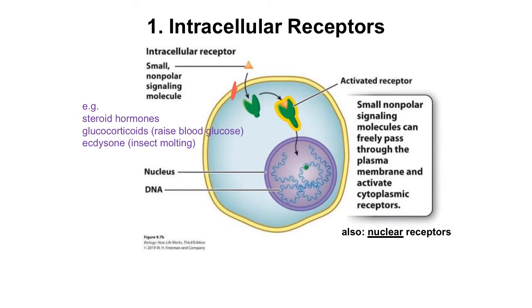So what happens instead is that once the signaling molecules, such as, let's say, a steroid hormone or glucocorticoids, which raises blood glucose, or another example in your textbook is ecdysone, which is a hormone that causes insect molting. All of these signaling molecules are examples of small nonpolar signaling molecules that can easily traverse or cross the plasma membrane because of their chemical nature and physical nature.